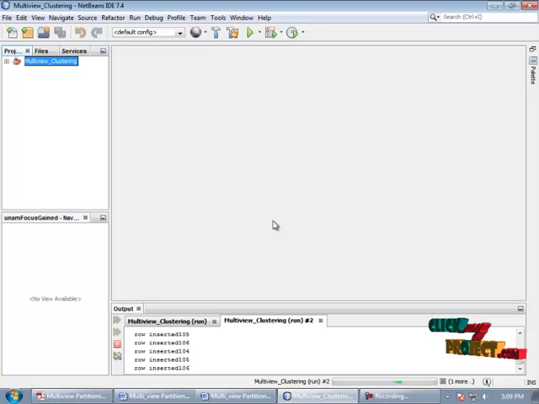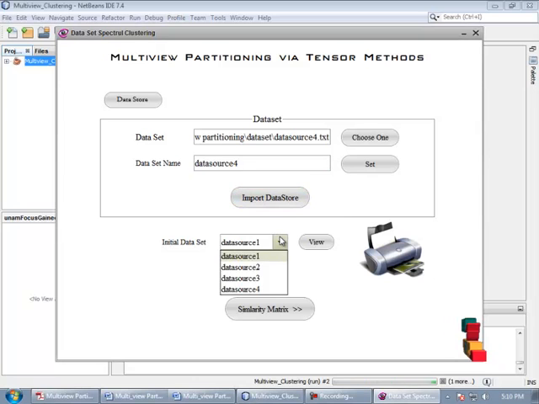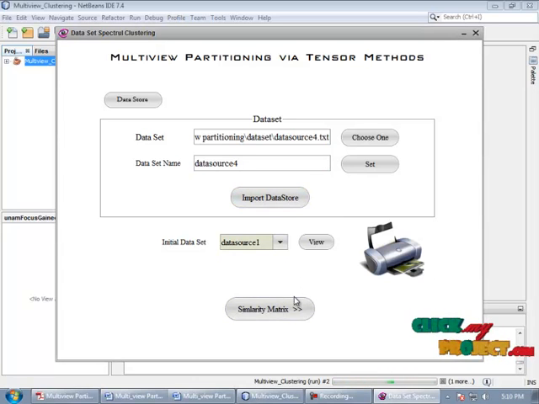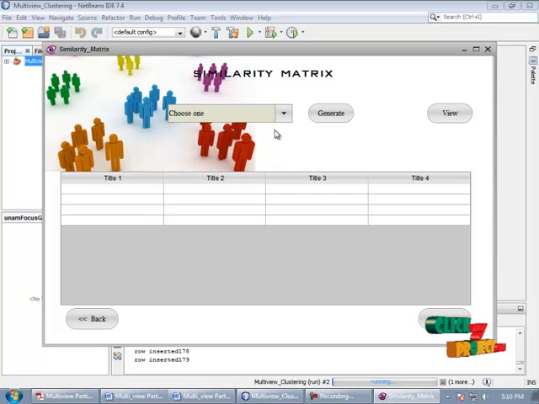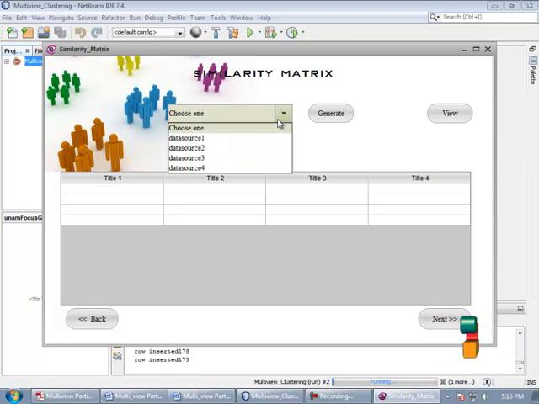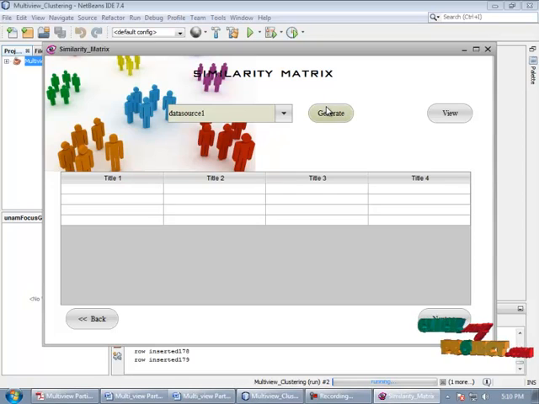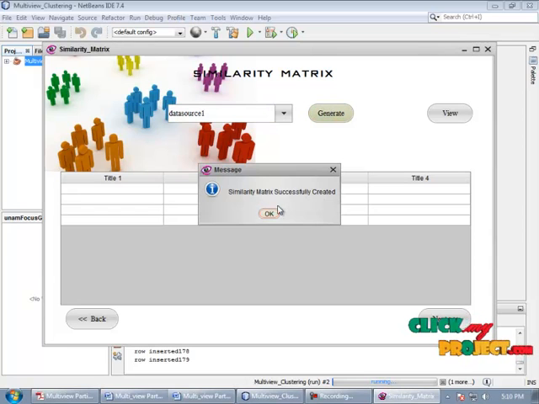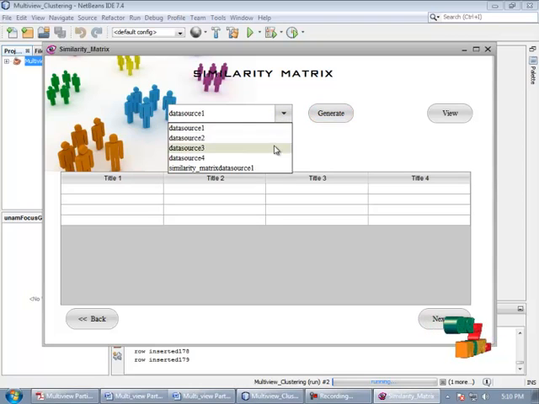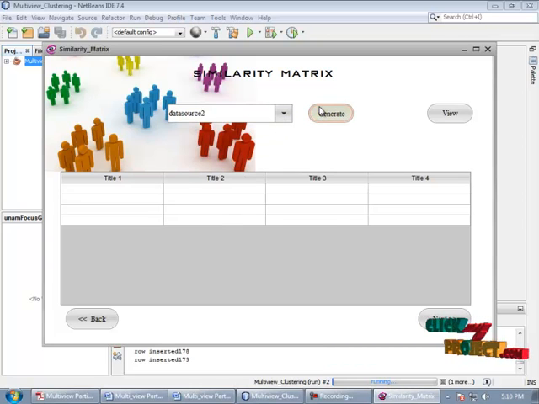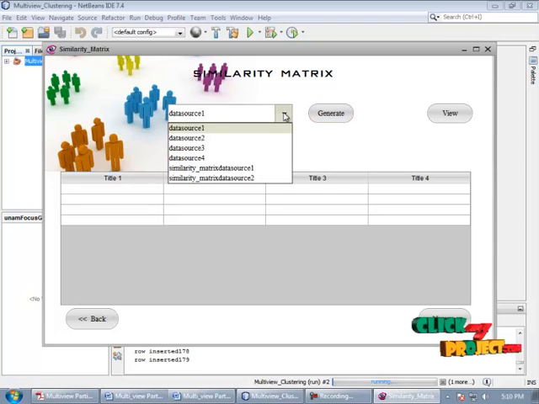So now we have completed importing the datasets. This is the similarity matrix finding form. How can we find the similarity matrix? Spectral clustering rule-wise, we find the similarity matrix for each dataset. We generate the similarity matrix because it is a common way to understand all data sources.